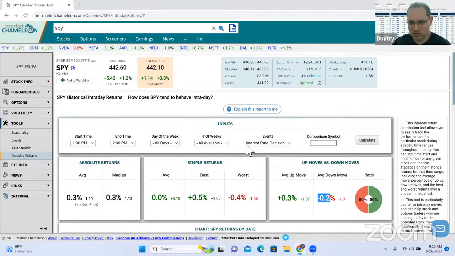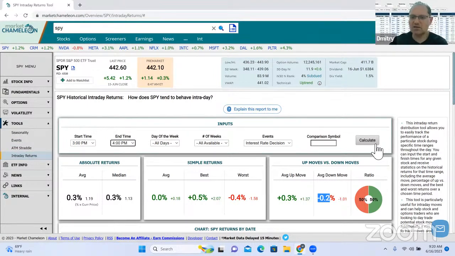This is what it looked like before the decision. So let's say we want to see the last hour, right? Now they announced it, so we're going to keep it on the days where there's an interest rate decision. What happens the last hour? So let's go to 3 o'clock to 4 o'clock.